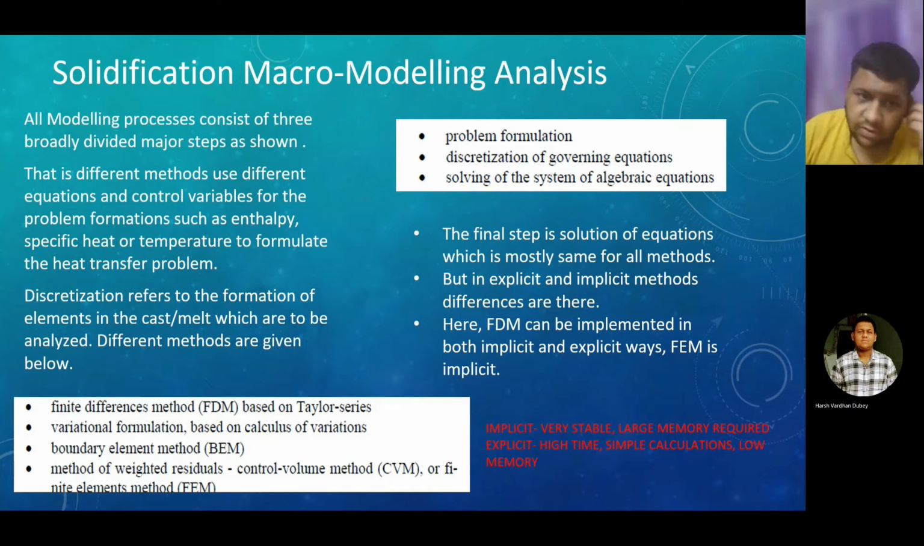Now the different methods that are there for different steps make the variety of solidification modeling processes. For the first step, the problem formulation, there are three or four kinds of methods based on enthalpy, specific heat or temperature. Coming to the discretization, there are four or five different methods which can be used: the finite differences method, variational formulation, boundary element method, method of weighted residuals, that is the volume control method, or the finite element method, FEM. Now the final step is solution of the equations, which is mostly the same for all, but certain differences are there.